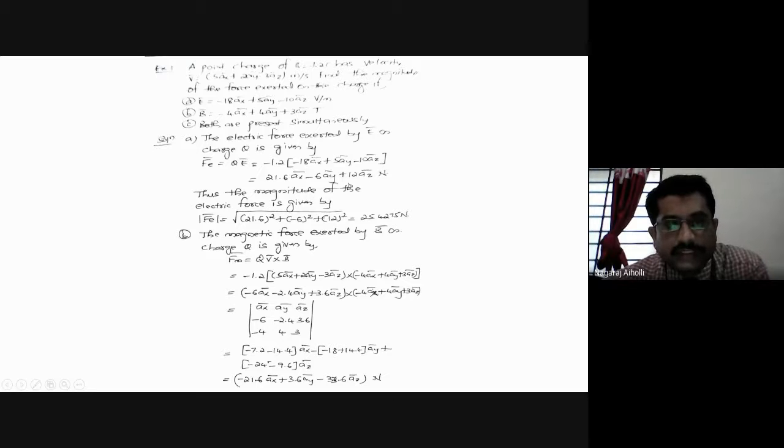Next, we have to find the magnitude of the electric force. This is the vector. If we want the magnitude, then take the square root of the sum of the squares of the coefficients of x, y, and z. That is, Fe magnitude is square root of 21.6 squared plus minus 6 squared plus 12 squared. Calculate how much you are getting. Tell me the answer.